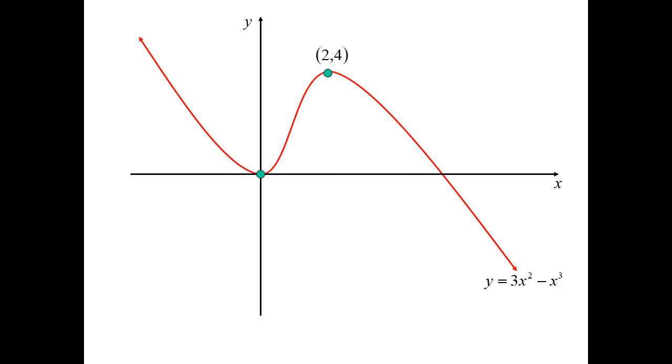All right, as I say, very rough sketch. We know 0, 0. We know 2, 4. There we go. I haven't bothered finding x-intercepts or anything like that. It's just a very rough sketch. What's the shape doing? Okay.